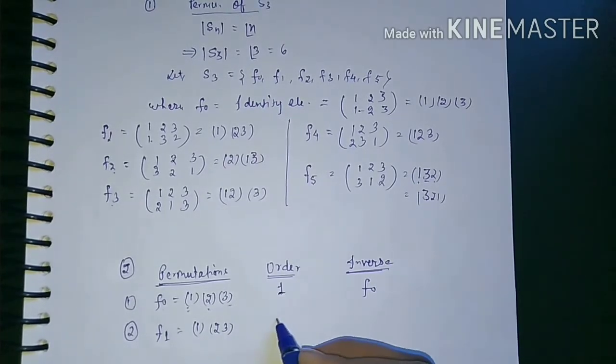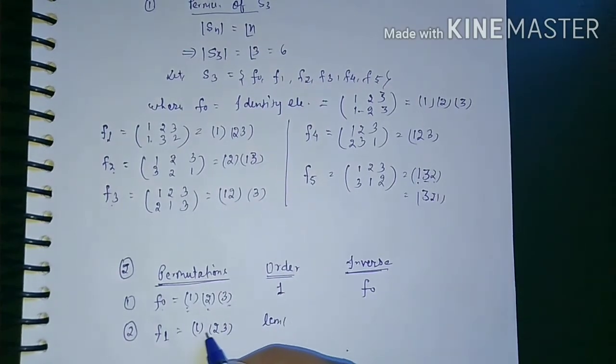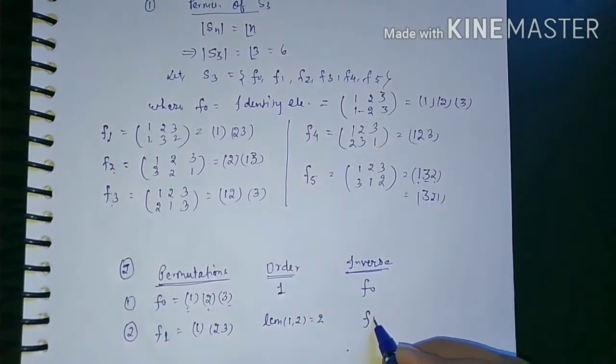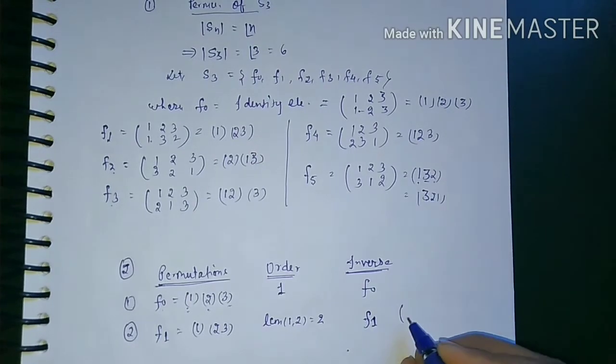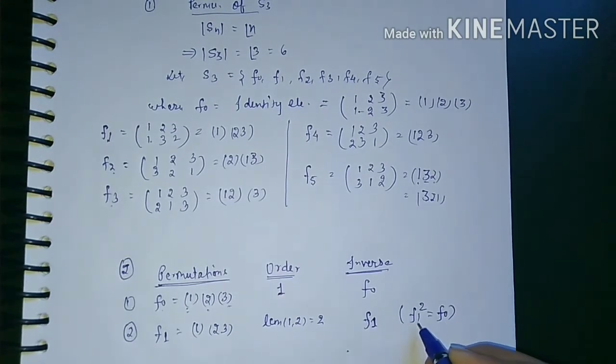So the order is the LCM of the length of this cycle and this cycle. The length of this cycle is 1 and the length of this cycle is 2, so the LCM is 2. So the order of F1 is 2. And we know that any element of order 2 is self-inverse. So the inverse of F1 is again F1. By this we can imply that F1 square is the identity element, that is F0, because F1 has order 2.